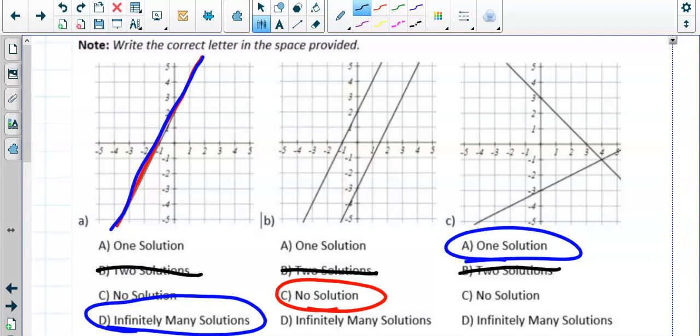Any questions about this one? That's all you got to do. Tell us how many solutions it has. And again, you can see that this one is 1 because it only hits in one place. There's only one dot. There's only one intersection.